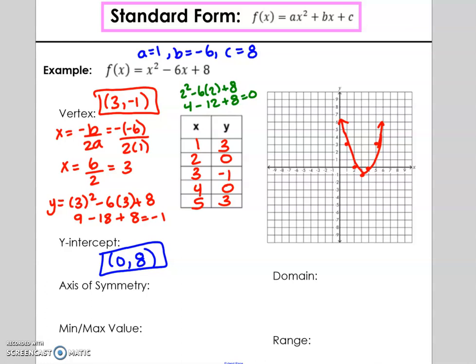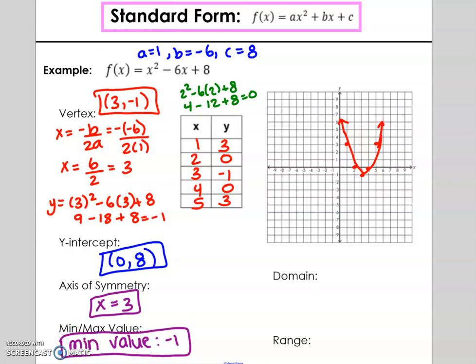And then the rest is the same as before. Axis of symmetry, x equals the x value of the vertex, so x equals 3. We can see that this opens up, so that means that we're going to have a minimum. And the minimum value is the y value of the vertex, so the minimum value is -1. And then the domain is the same for every single quadratic, so -∞, ∞. And then the range, we're going from the lowest y, in this case it's -1, so bracket -1. The highest y is going to be infinity, and that's our range.